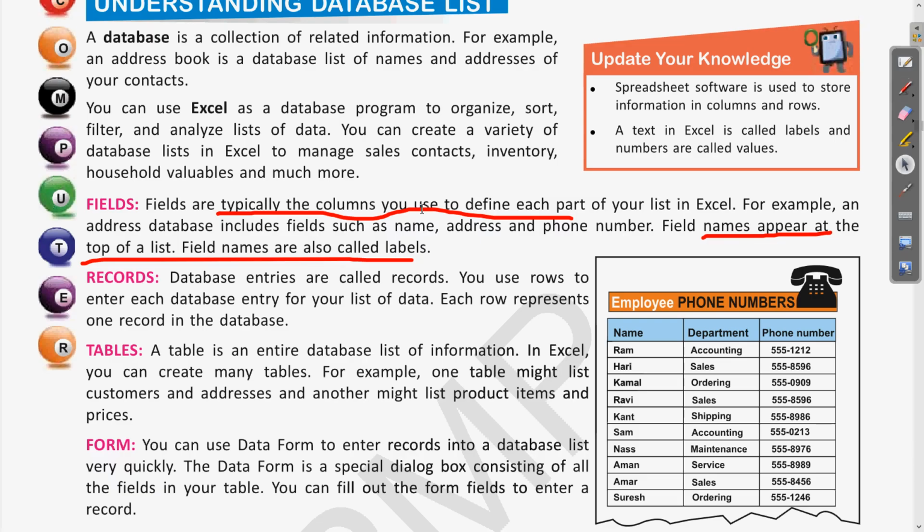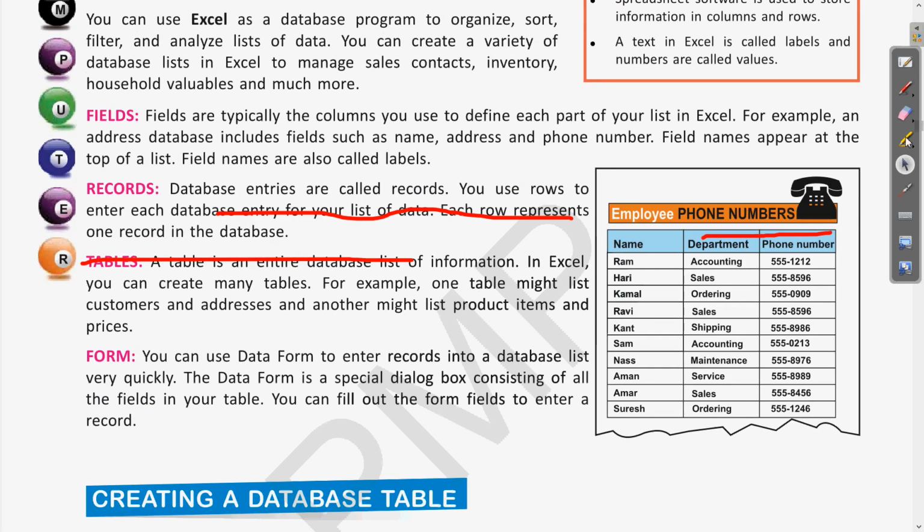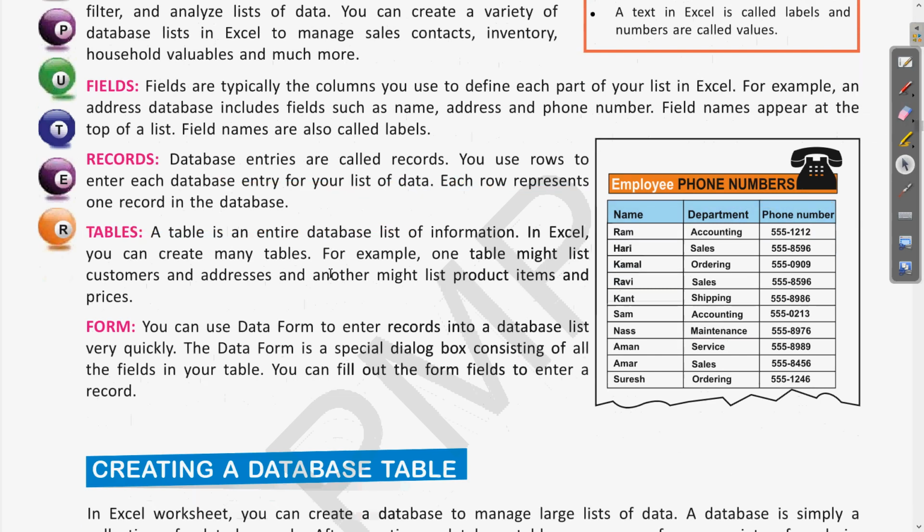Okay. Now next is form. So what is form? Form is a data form you can use to enter records in a database list very quickly. The data form is a special dialog box containing all the fields in your table. You can fill out the form fields to enter a record. Clear? So form is actually a representation wherever we submit or save the data in a table.